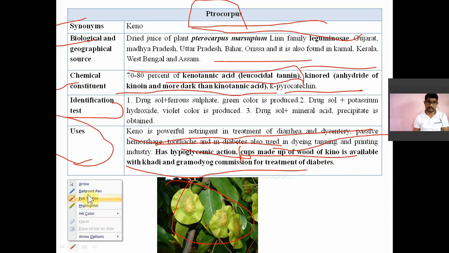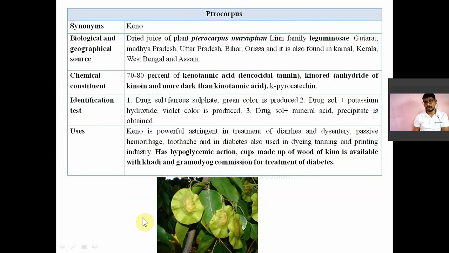So this was all about your tannins. Tomorrow we'll start drugs acting on CNS. Initially, in the morning session, we'll see the nervous system, an introduction to the nervous system. After that, we'll see drugs acting on CNS. First we'll try to finish the general anesthetic chapter, then the sedative hypnotic chapter. So tomorrow we'll take three chapters: one from anatomy and two from pharmacology.